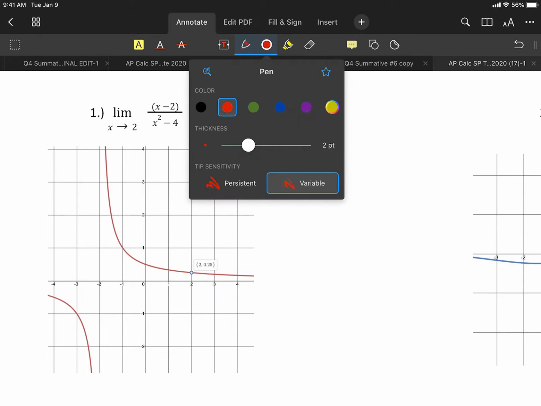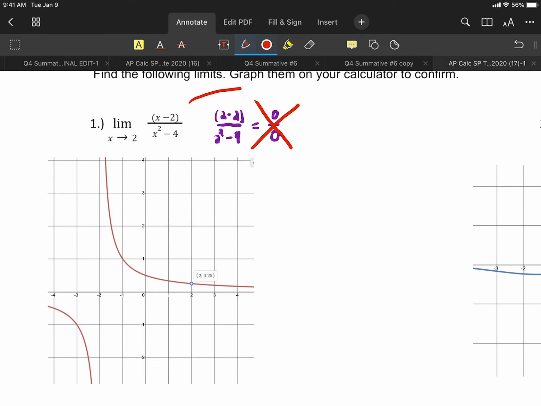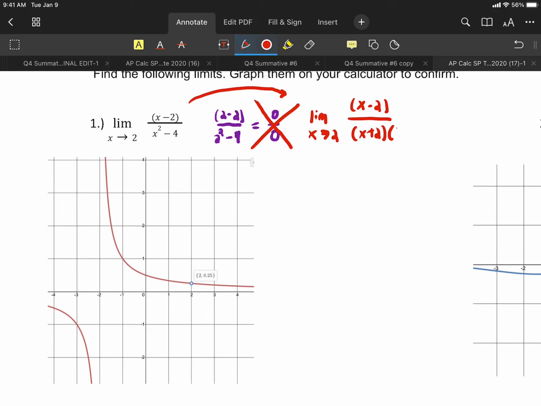And I'm going to really start to head this off: never actually write 0 over 0. If you write it, cross it off because it's not actually going to be true, as we're going to see. But what we learned was when you get that 0 over 0, something that you can do sometimes is factor. And so this is the same thing as the limit as x approaches 2 of x minus 2 over x plus 2 times x minus 2. So we'd factor that out, x plus 2 times x minus 2.